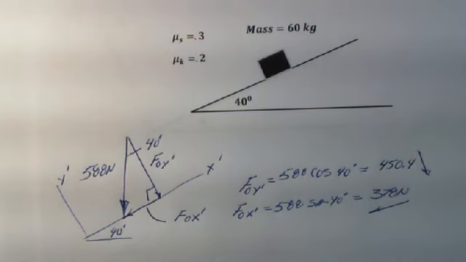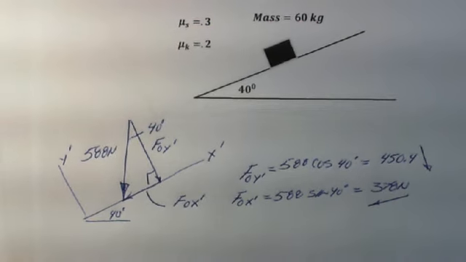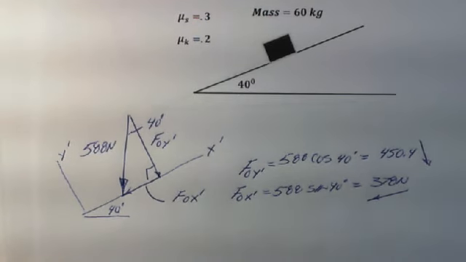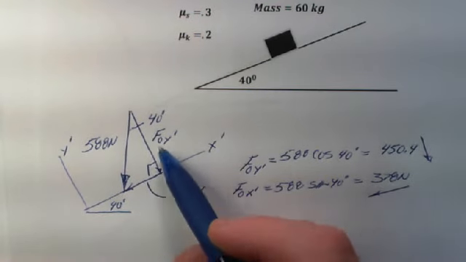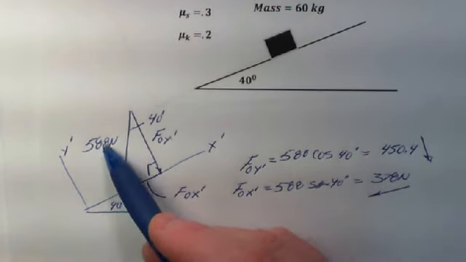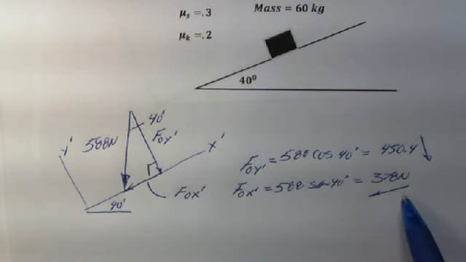Okay? Alright. So now let's go ahead and sum our forces. Well, actually, let's go ahead and draw a free body diagram. When we draw a free body diagram, we're going to ignore the 588, and we're only going to use the two components. We're going to use the 450.4 and the 378 newtons.